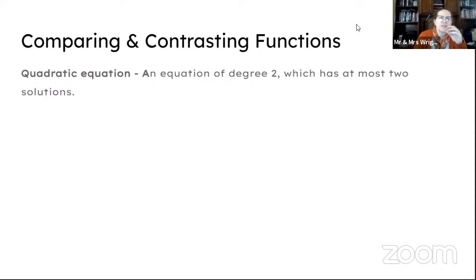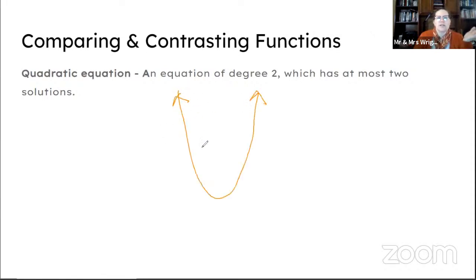Quadratic equation, that's what we just finished, so it should be fresh in your mind. Remember, it's going to look like a parabola. It has a second degree, meaning y equals ax squared plus bx plus c. This right here tells us it's a second degree.